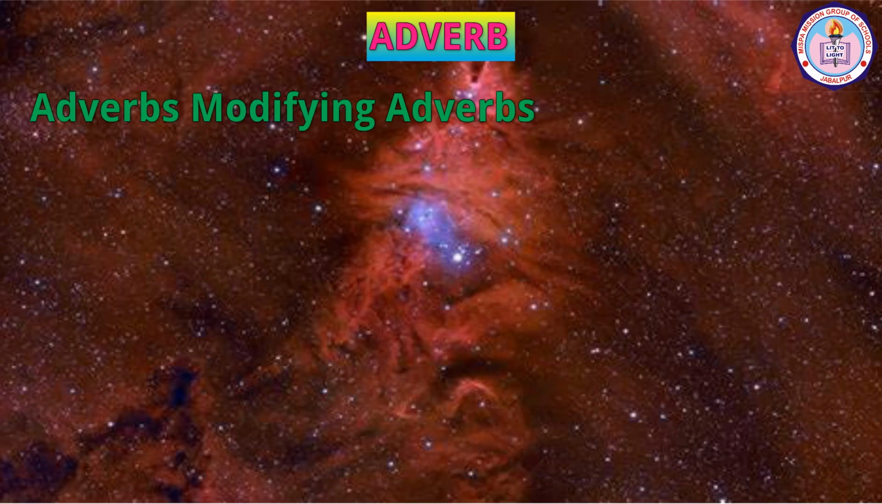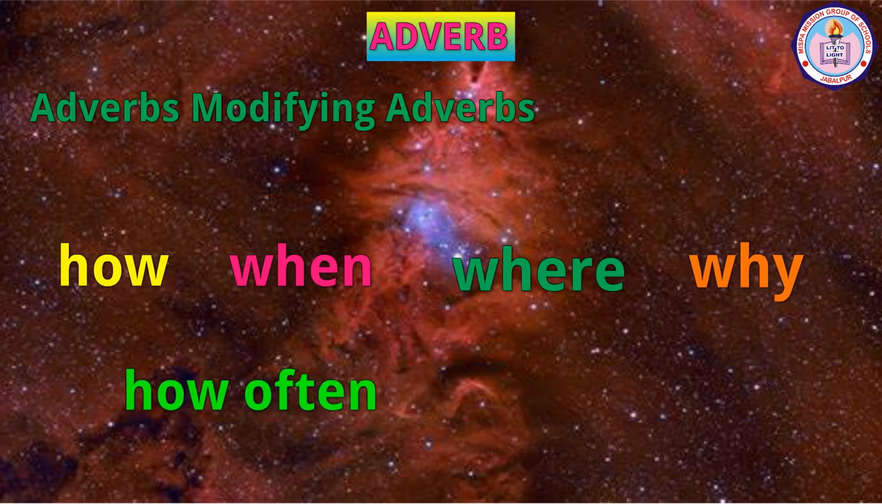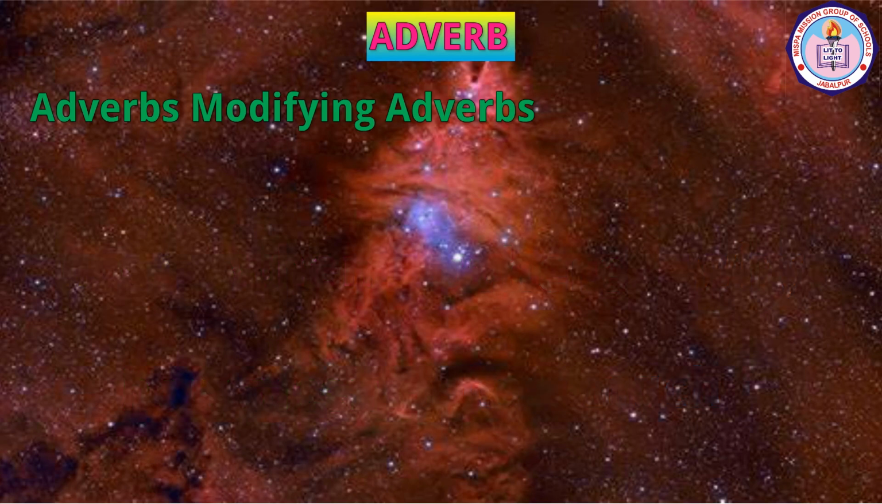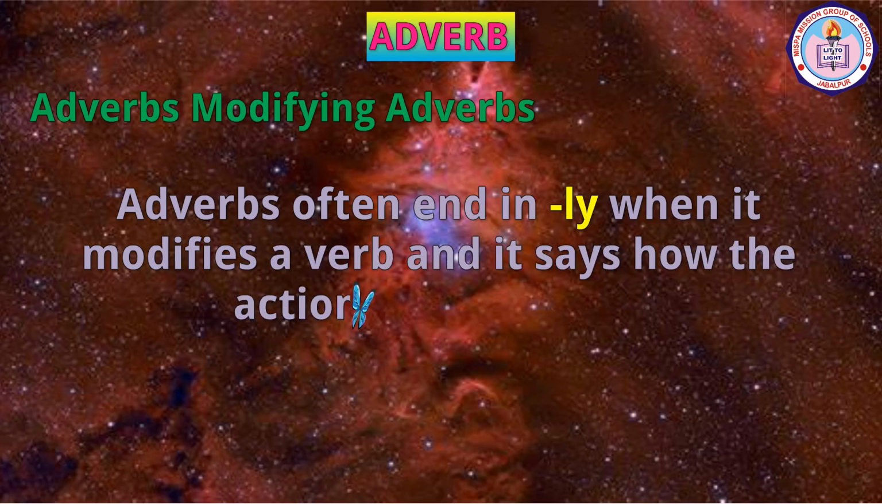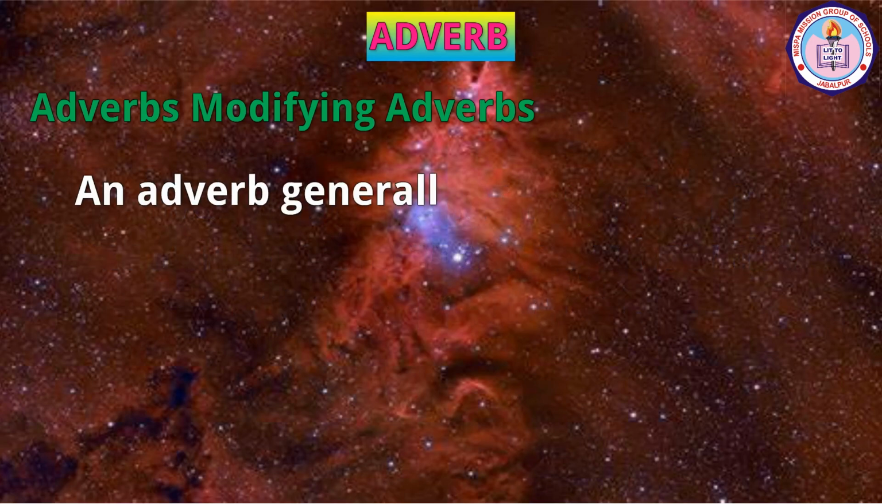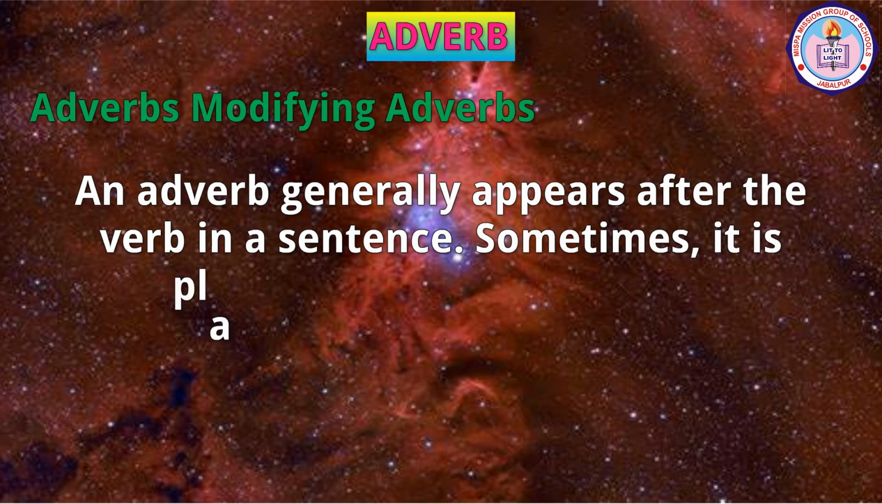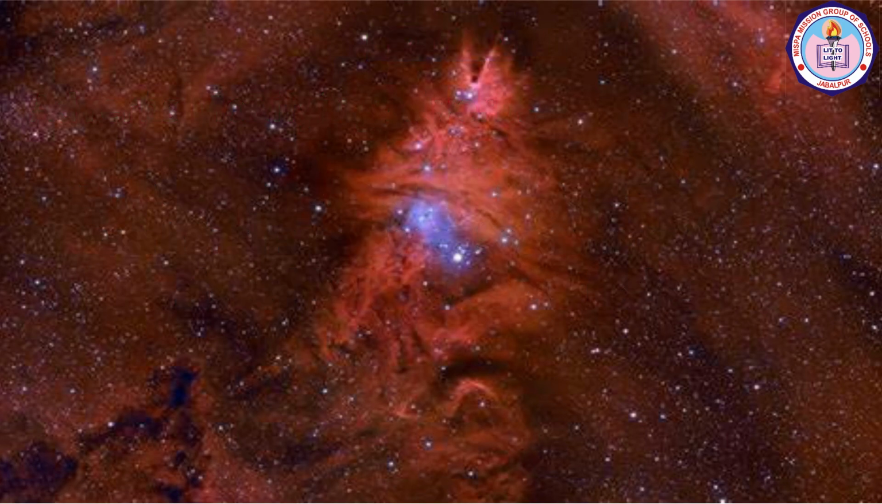When an adverb modifies a verb, it tells us how, when, where, why, how often, or how much the action is performed. Adverbs often end in ly when they modify a verb and say how the action is performed. An adverb generally appears after the verb in a sentence. Sometimes it is placed before the verb also. Let us see different kinds of adverbs now.